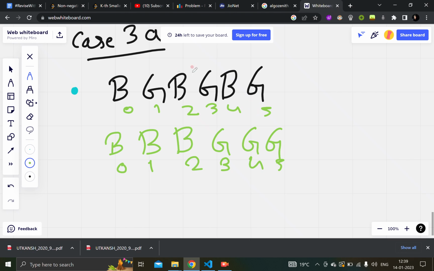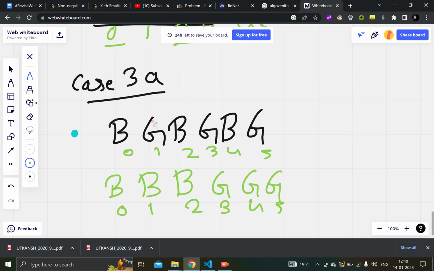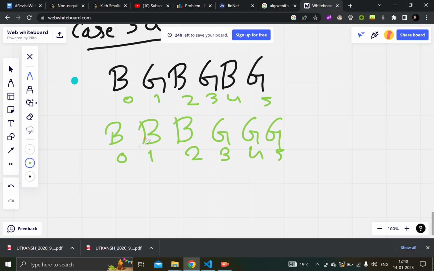So if you notice this final arrangement, the boys are in even indices, right? In case 3A. And there will be another case when the boys will be in odd indices, right? If the boys are in the odd indices, then the positions of the girls will be even, right? You can see it there with 0, 1, 2, 3, 4, and 5. So the positions of girls are even indices, right? We will see this case in case 2B. Okay, let's understand case 1A. In this case, the boys are in the even indices.